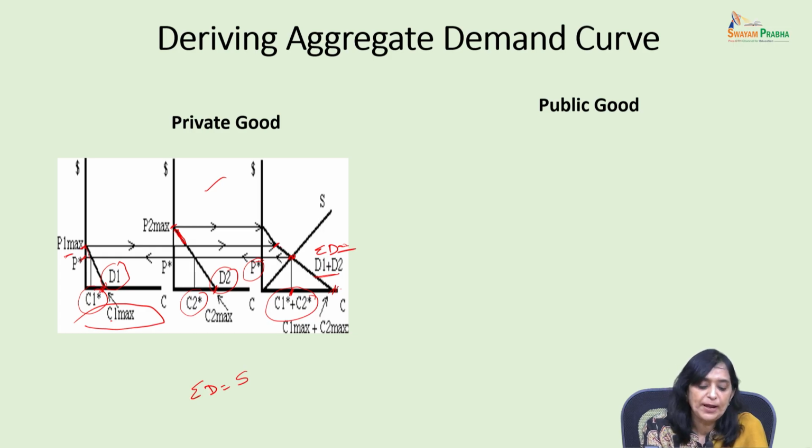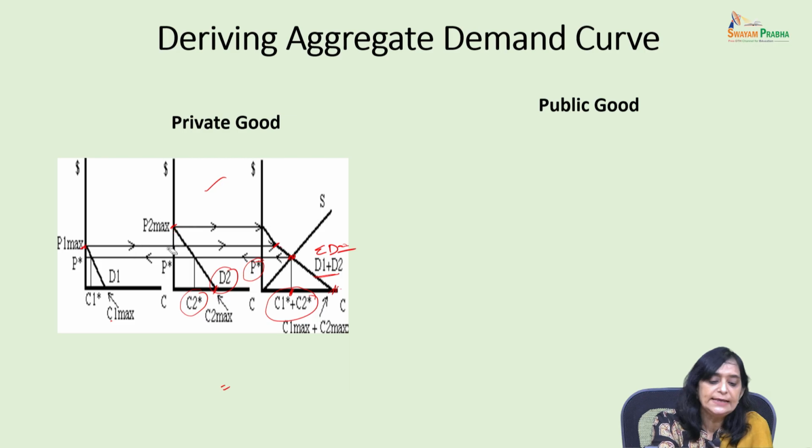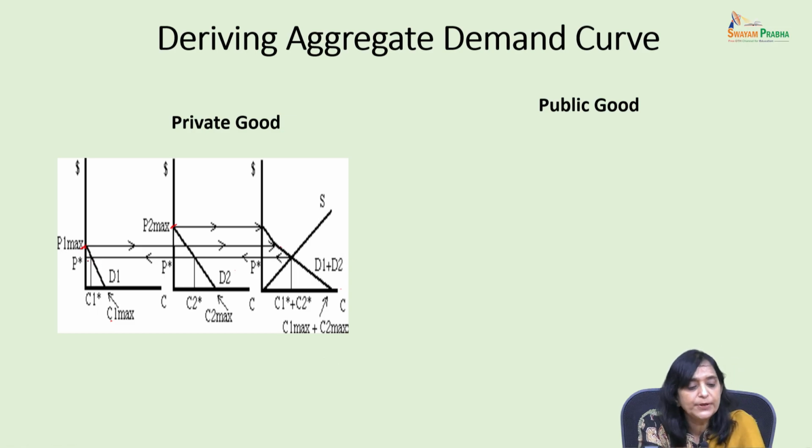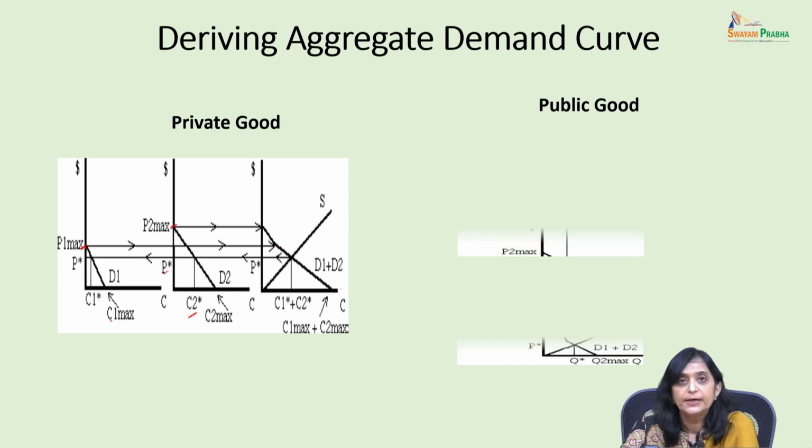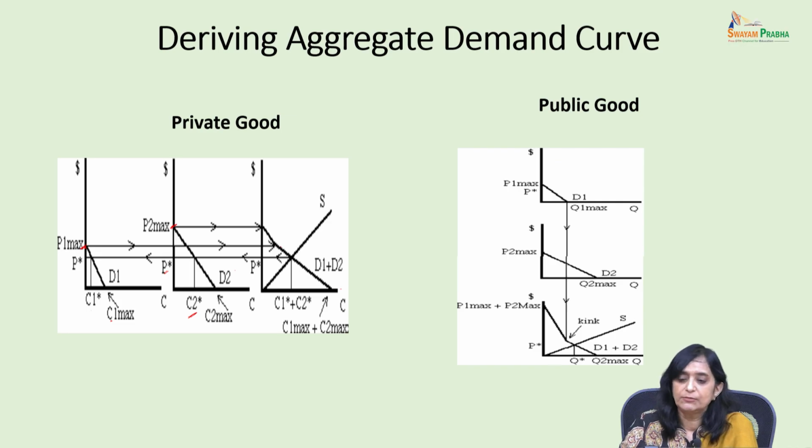So in case of private goods, we are seeing that there is a horizontal summation of the demand curves, because we know that for a given price, how much person 1 is willing to buy, and for this given price P star, how much person 2 is willing to buy. Okay, but this is not the case for public goods, as we have just seen, basically because of the characteristics of non-exclusion and non-rivalry. So let's have a look at what happens when we want to derive the aggregate demand curve for a public good.